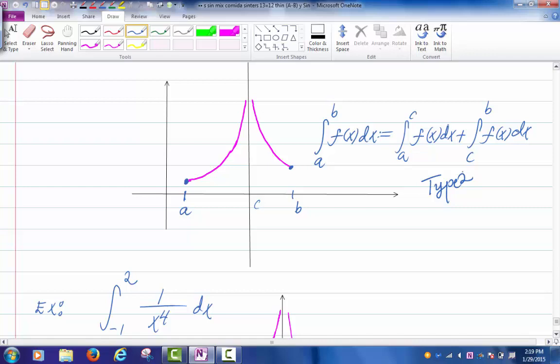What's the difference between type 2 and type 1? Type 1 means infinite interval. Type 2 means finite interval, but I have a discontinuity somewhere.